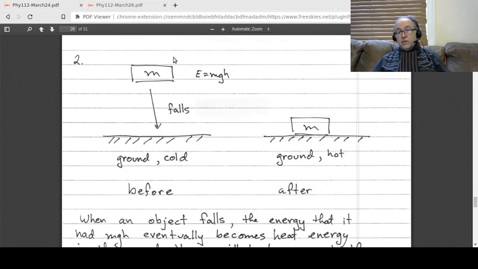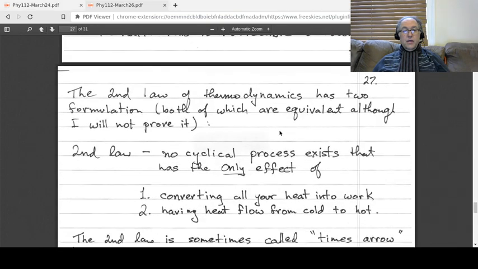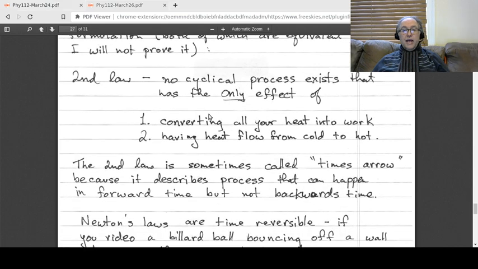So guess what? The first law of thermodynamics is not sufficient. We have to go to the second law of thermodynamics. So what is the second law of thermodynamics? It actually has two different formulations. I'm not going to prove that the two formulations are identical to one another, but they are, and I'm going to give you both of them because they're both intuitively useful.